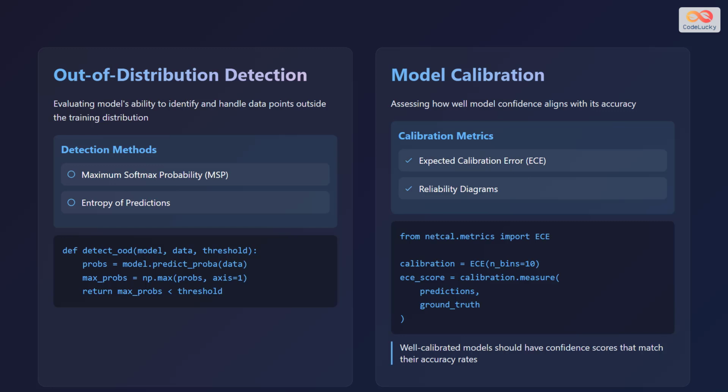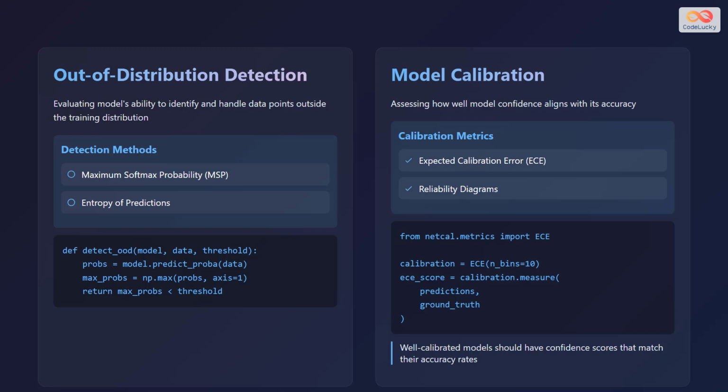Let's explore more on model robustness, specifically out-of-distribution detection. Out-of-distribution detection involves evaluating a model's ability to identify and handle data points outside the training distribution. Some of the detection methods are maximum softmax probability, also called MSP, and entropy of predictions.